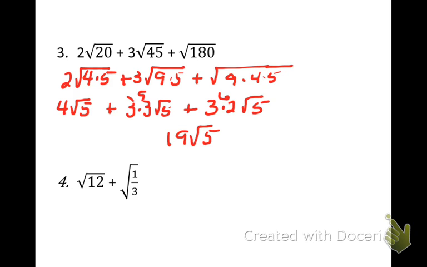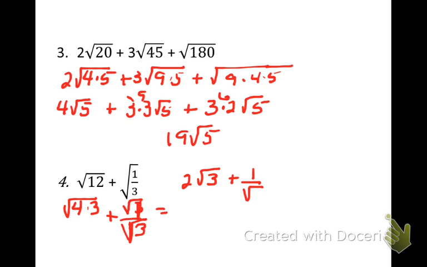Number 4, square root of 12, we're going to think of as the square root of 4 times 3. Break this down as square root of 1 over the square root of 3. So that's 2 times the square root of 3 for the first one. For the second one, the square root of 1 is 1 over the square root of 3. Now I must rationalize that by multiplying by the square root of 3 over the square root of 3. So I'm going to get 2 times the square root of 3 plus the square root of 3 over 3.